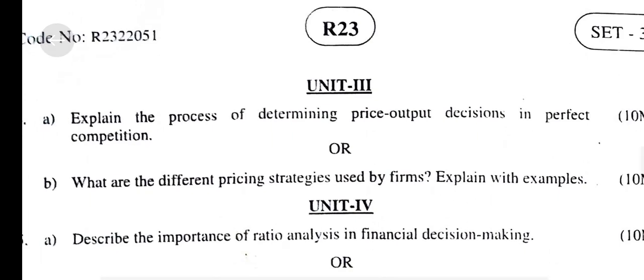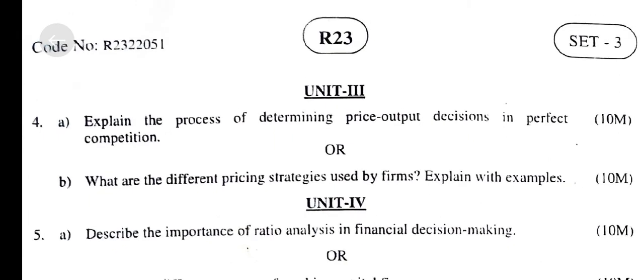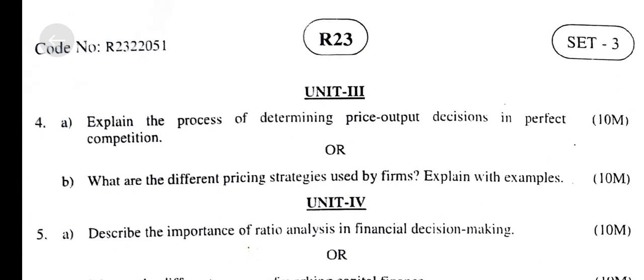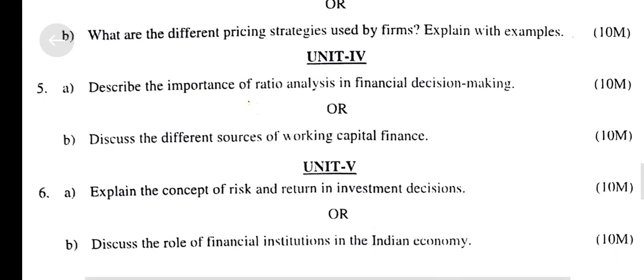Unit 3, question 4: explain the process of determining price output decisions in perfect competition. B. What are the different types of pricing strategies used by firms? Explain with examples. Unit 4, question 5: describe the importance of ratio analysis in financial decision making.